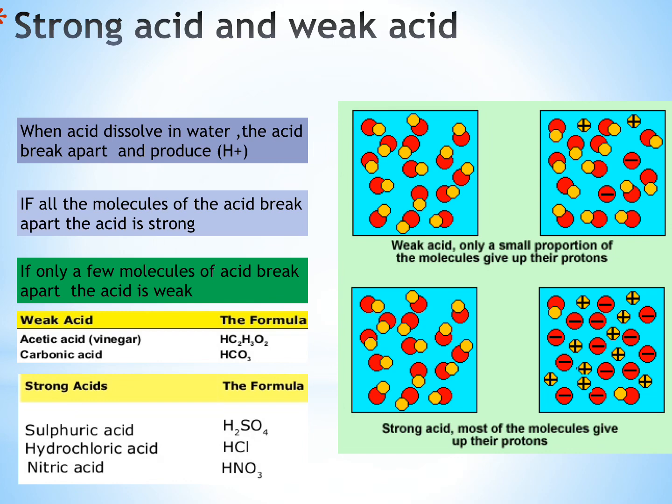The first one, as you can see, weak acid like acetic acid, vinegar, or carbonic acid, and strong acid like sulfuric acid, hydrochloric acid, and nitric acid. Let's talk about the second image. In the upper part it says weak acid, only a small portion of molecules gave up their protons, and the lower part says strong acid, most of the molecules gave up their protons.